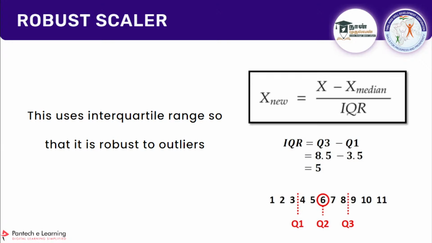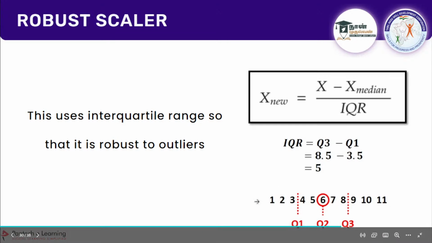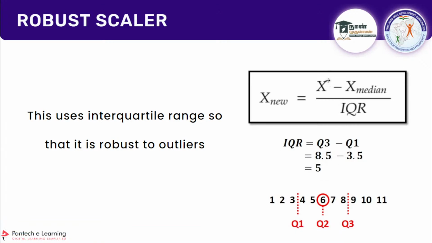How? If you have an outlier, imagine these are the points. This is how IQR is found: the interquartile range is Q3 minus Q1. Q3 is the 75th percentile, see here, this is the 75th. This is the middle value, Q2 is the center one. Q1 is the 25th percentile. It will subtract and give you the IQR value. So each new value is determined by taking that element minus the median value of that column, divided by the IQR.